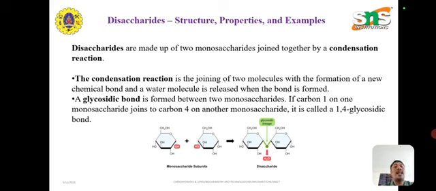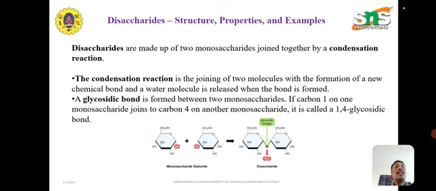So what does condensation mean? Removal of water. When the 2 monosaccharides join together with a bond, it liberates water. That bond is called a glycosidic linkage. The condensation reaction is a joining of 2 molecules with the formation of a new chemical bond, and a water molecule is released when the bond is formed. The glycosidic bond is formed between 2 monosaccharides if carbon 1 on one monosaccharide joins carbon 4 on another monosaccharide. It is a 1,4 glycosidic bond.